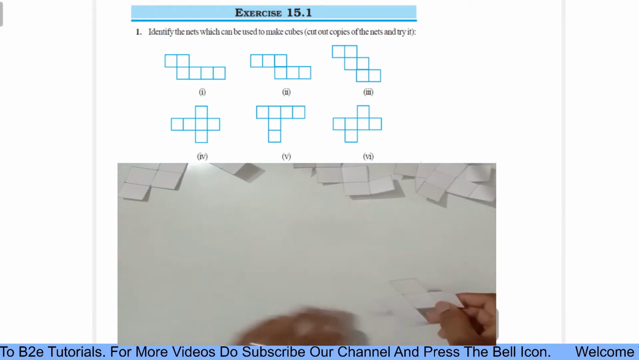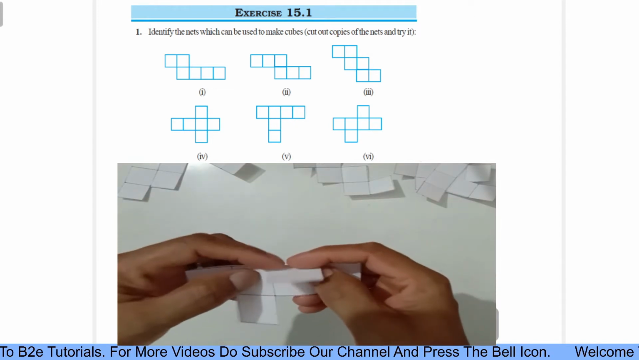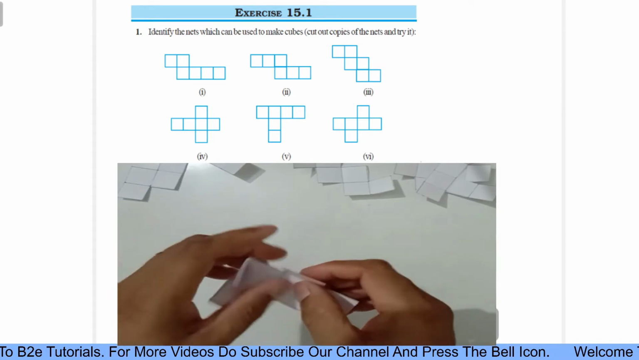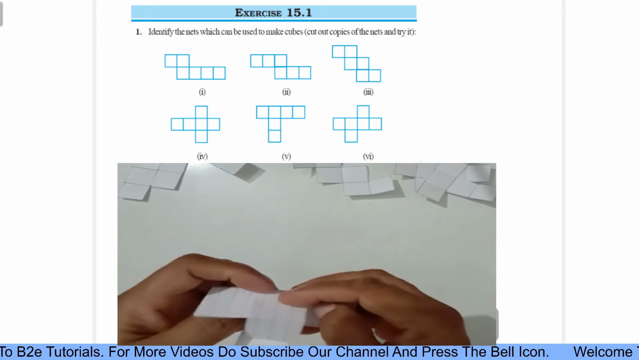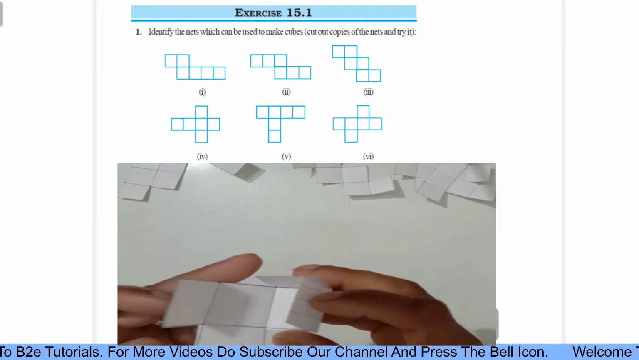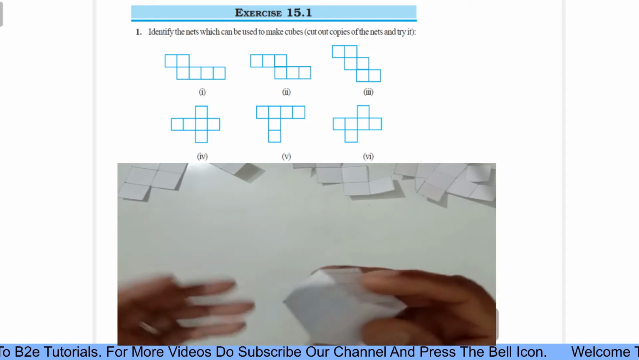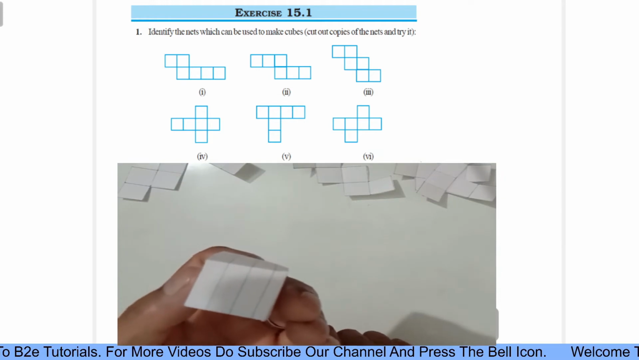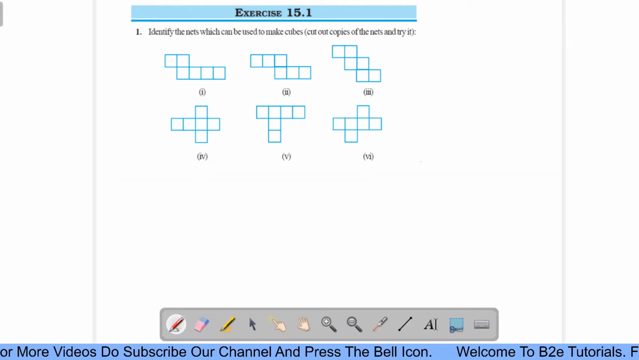Then come to sixth part. This is your net of sixth part. Again fold it from here, then from here, then from here, then from here, and from here, and then hold it. See what happens. Here see, you will get a closed cube. See, it means this is a net of a cube. Come to next.